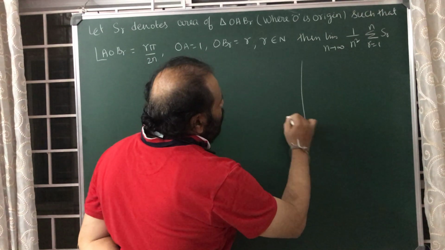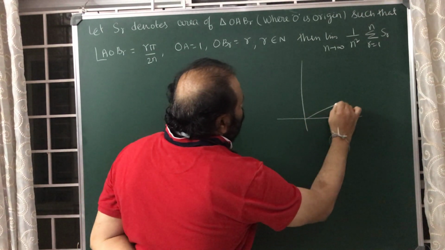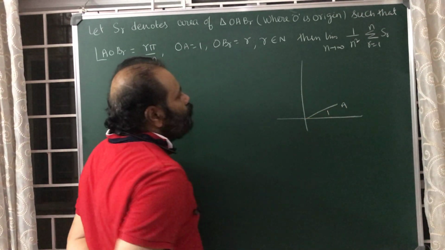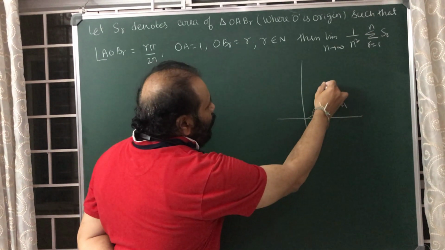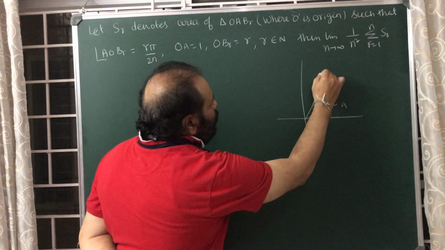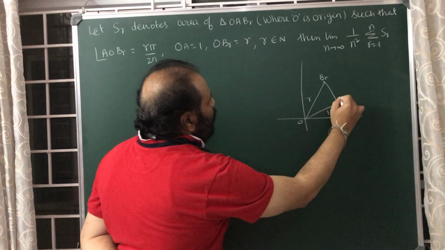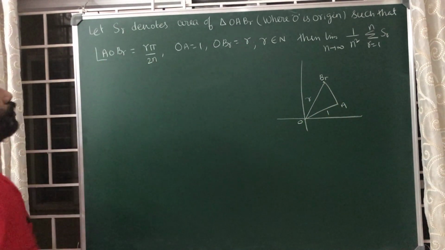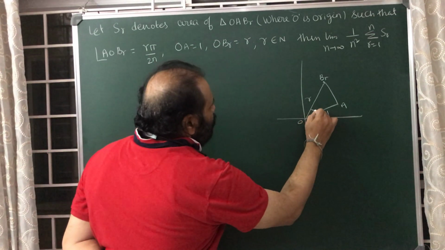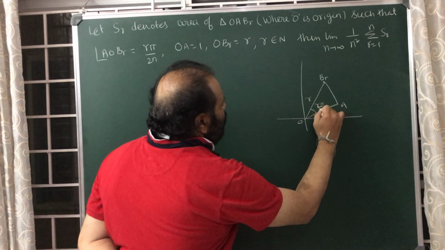So let us take a triangle. Assume that this is OA. Given OA equals 1. Let us take a point B_r. This is B_r, so OB_r is equal to r units. Angle A O B_r is equal to r pi by 2n. This is r pi by 2n.